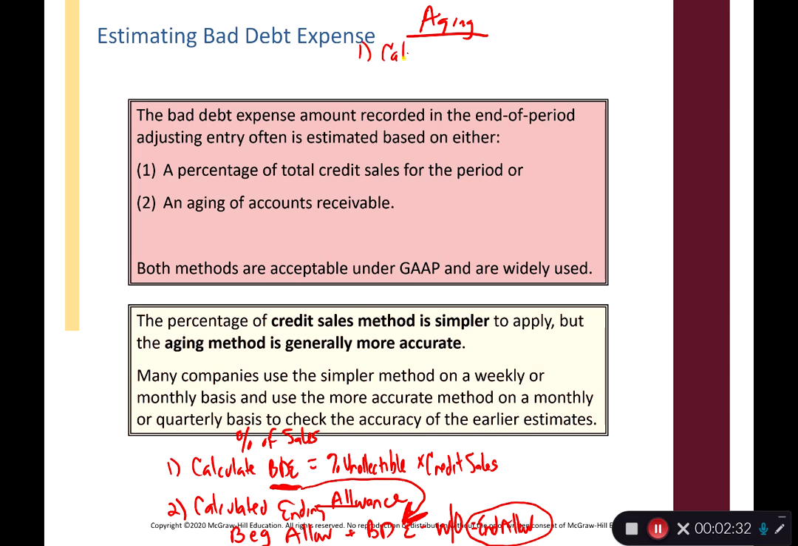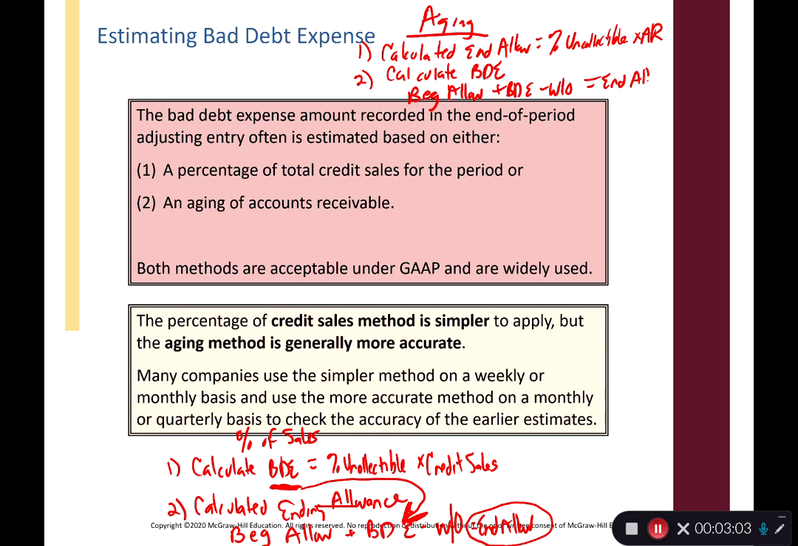Step 1 is going to be to calculate our ending allowance, and to do that we're going to take a percent uncollectible that'll be provided times accounts receivable. And then step 2 is going to be calculate BDE, and we're going to use the allowance formula, beginning allowance plus bad debt expense minus write-offs equals the ending allowance. But notice step 1 we got ending allowance, which carries down to step 2, and we'll solve for the BDE in step 2. So the methods are very similar. They involve the same 2 steps, but the steps are done in the opposite order.